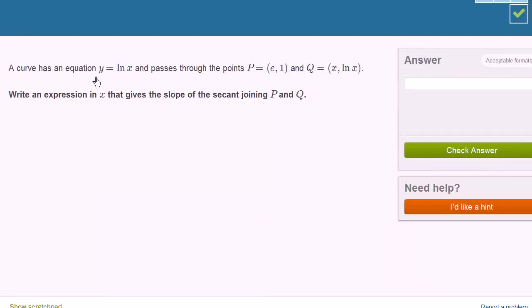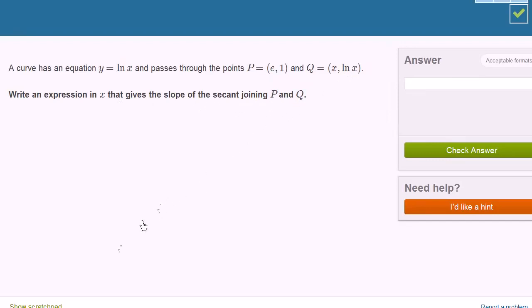A curve has the equation y equals the natural log of x and passes through the points P equals (e, 1) and Q equals (x, natural log of x). Write an expression in x that gives the slope of the secant joining P and Q.